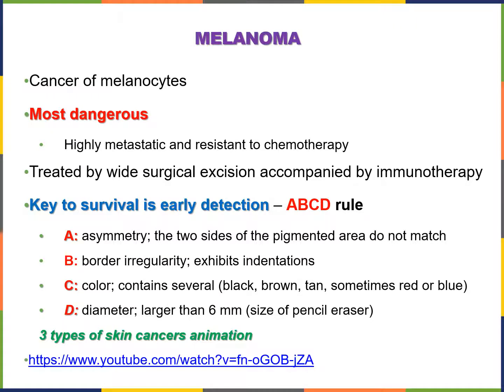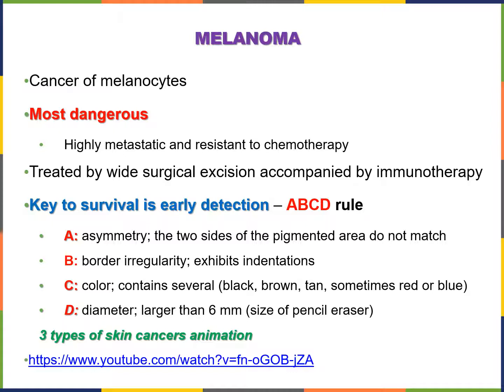Melanoma is cancer of the melanocytes. It's the most dangerous. It's highly metastatic and very resistant to a lot of chemotherapies. But now we've got some direct immune therapies added, and we're getting really nice results from the new treatments. It is treated originally with a wide surgical excision accompanied by immunotherapy.